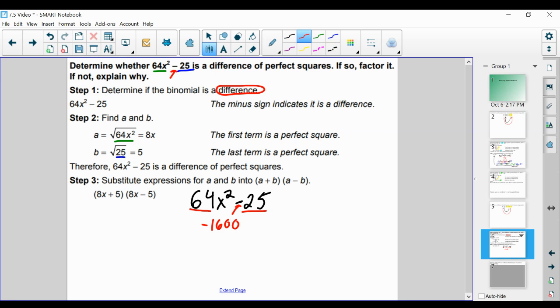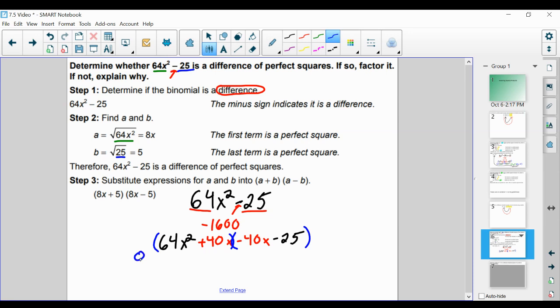Well, fortunately, 1,600 is a perfect square. The square root of 1,600 is 40. So what we can do is go back into our problem, add 40x and subtract 40x minus 25. And again, these numbers are going to get big, which is why we try to identify if we have any special products. We're going to see what we can factor out of 64x squared and 40x.